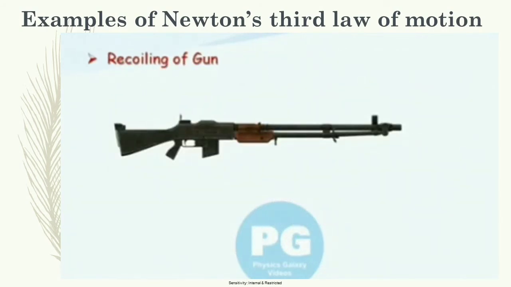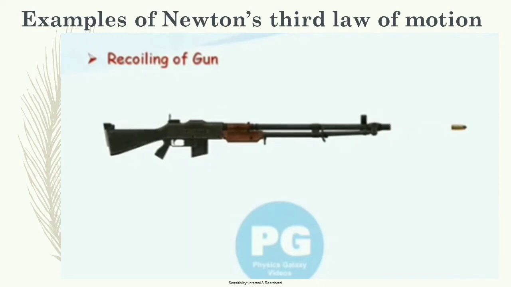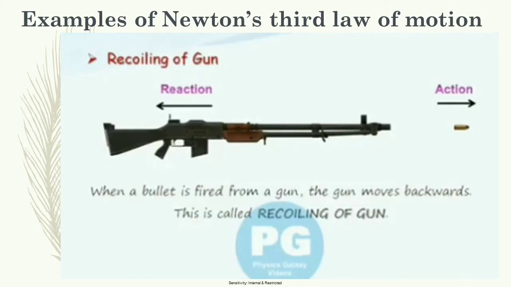Next example is recoiling of a gun. A gun recoils when a shot is fired from it. How? When a gun is fired, the bullet goes out due to the force applied on it through the trigger. This is the action force. According to Newton's third law of motion, the gun recoils backwards due to the reaction acting on it in the opposite direction. This gives a backward jerk to the shoulder of the gunman. You can see here action and reaction force. When a bullet is fired from a gun, the gun moves backward. This is also called the recoiling of gun.